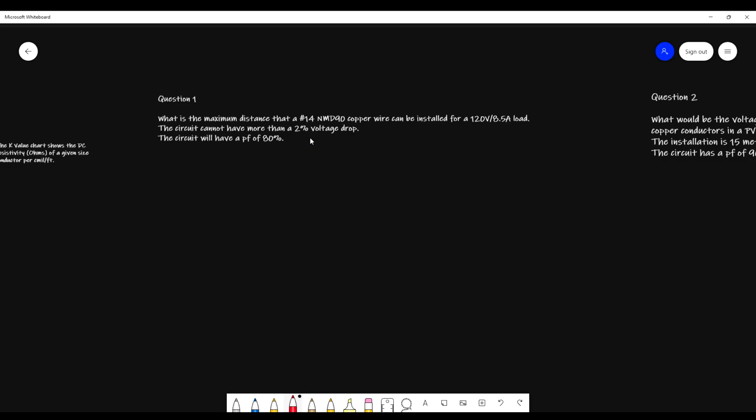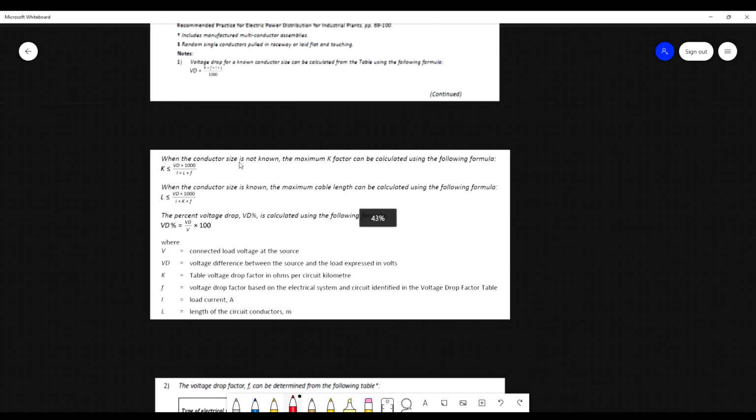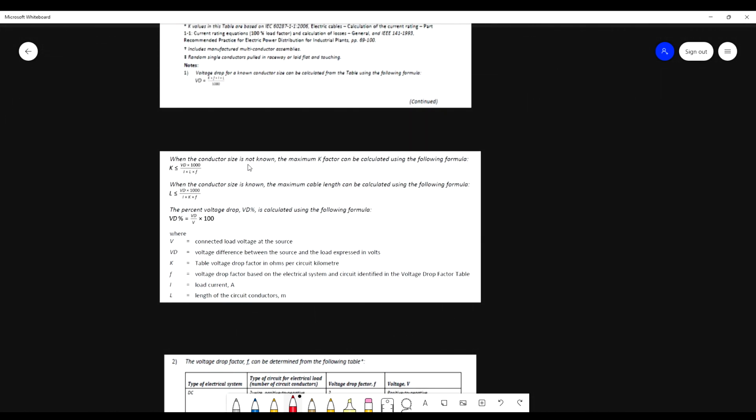So knowing this, what formula could we use? Maximum distance on number 14. What is the maximum distance that you can use? If I go back to the formula page, let's see. When the conductor size is not known, so we're not going to use that. When the conductor size is known, the maximum cable length can be calculated using the following formula. Length is less than or equal to the voltage drop times 1,000 divided by the current times the K value times the voltage drop factor.